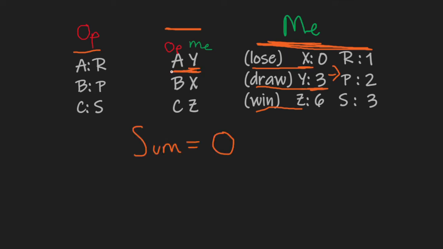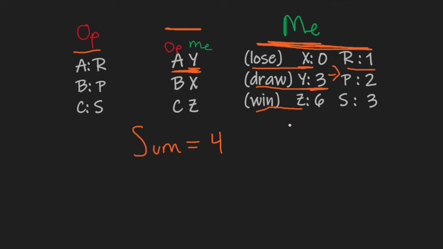So round 1, our opponent is going to play a rock, and we have to draw, right? So we already know if we draw, we get a 3. And to draw with a rock, we have to play a rock. So if we play a rock, we get 1. So 3 + 1 is 4. And then we move on.